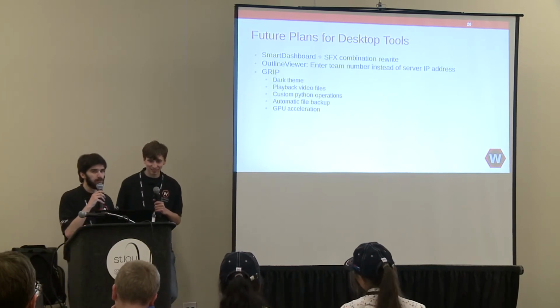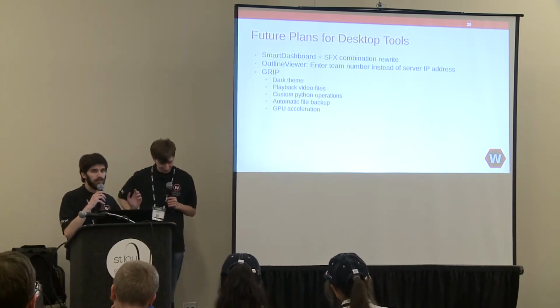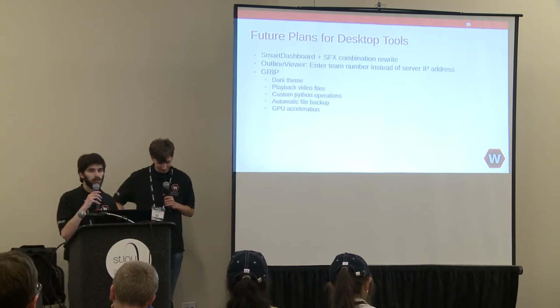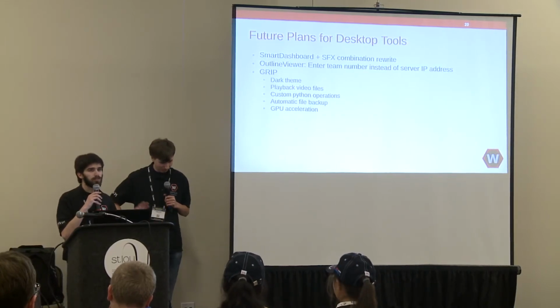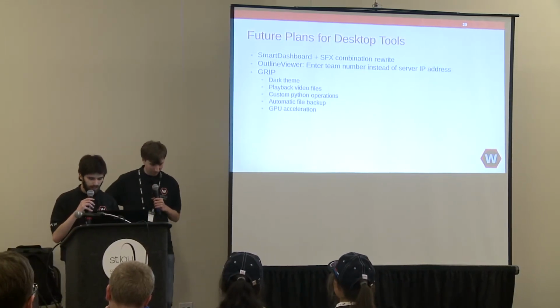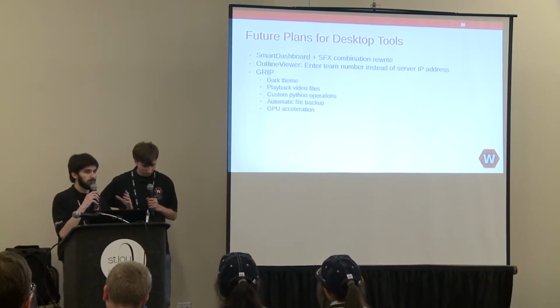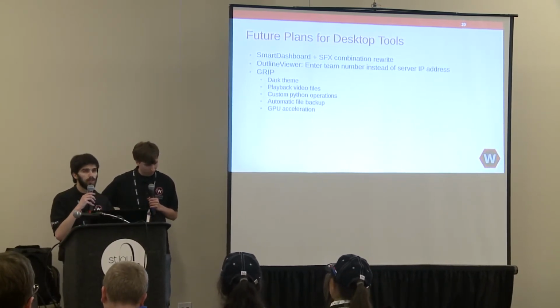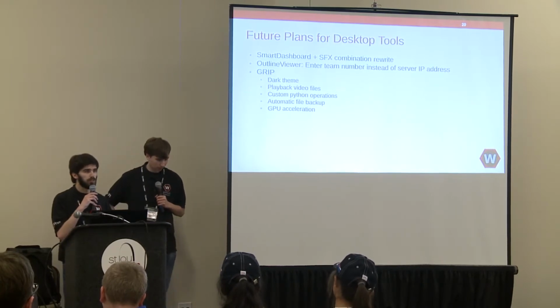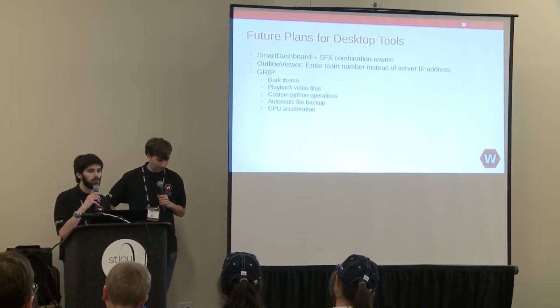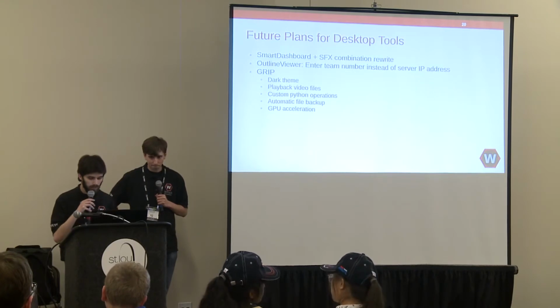Basically, we're planning on making the user experience a whole lot better. So, if you really like dark themes, like with Chrome or IntelliJ or Eclipse or something, you can have a dark theme if you want. We're also planning on adding playback for video files. So you can, for example, on the field, have your robot basically record everything that it sees as a video file and then play that back through GRIP later on if you want to see if something went wrong.